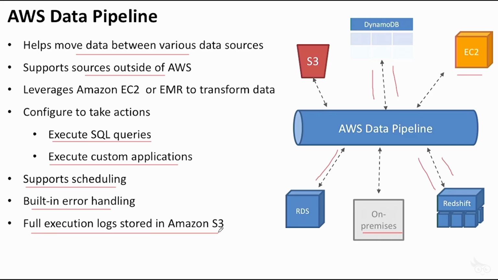So you can see that AWS Data Pipeline is yet another very powerful, very flexible tool that can help us move data from one place to another. It can help us transform that data from one data type to another. And so it's a very useful service, and that is AWS Data Pipeline.